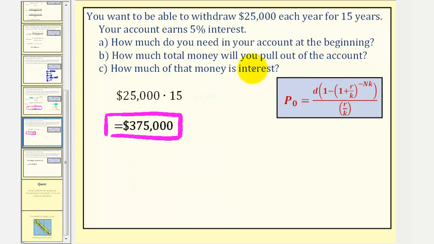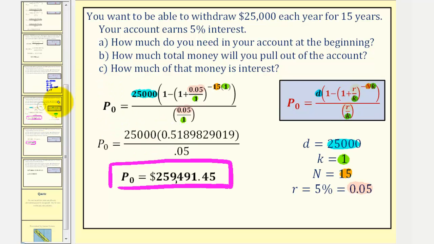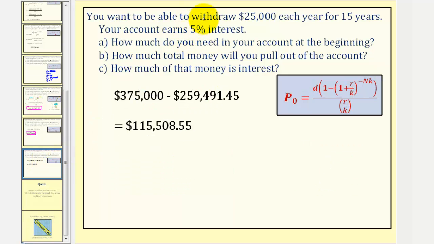So the last part, part C, how much of that money is interest? Well, the interest earned would be the difference between the amount taken out of the account here and the starting account balance. So again, the interest earned would be $375,000 minus $259,491.45, which gives a difference of $115,508.55. This is how much interest is earned over the 15 years.